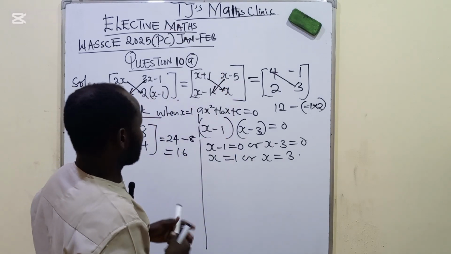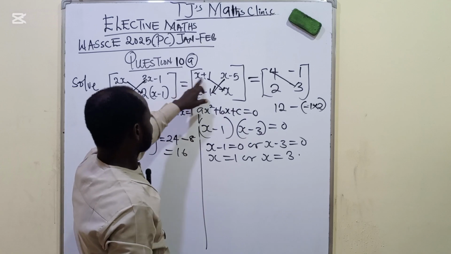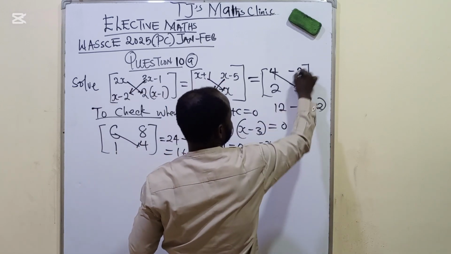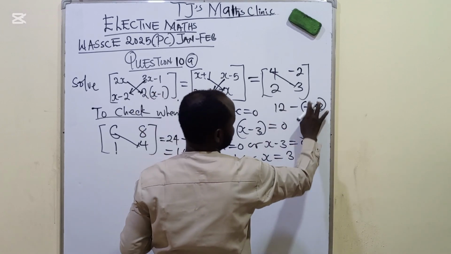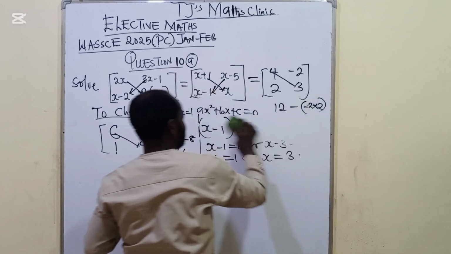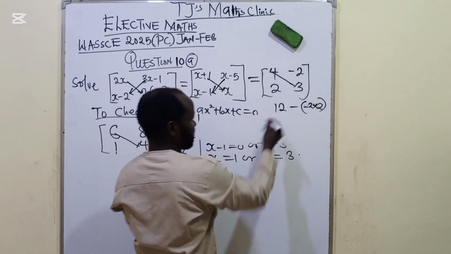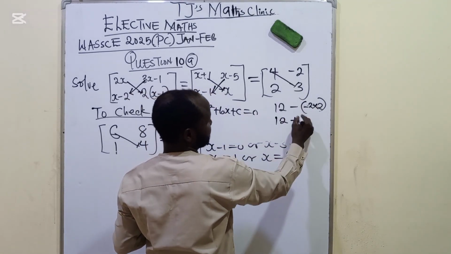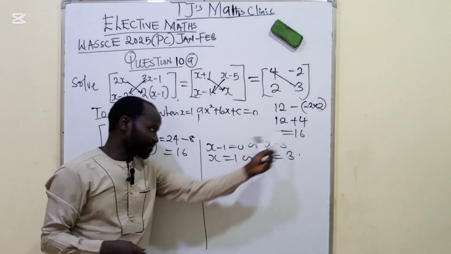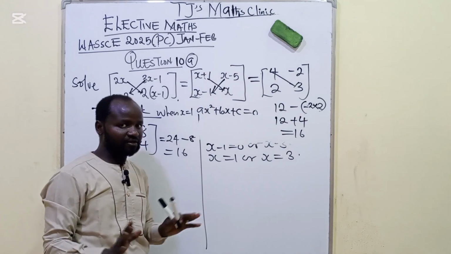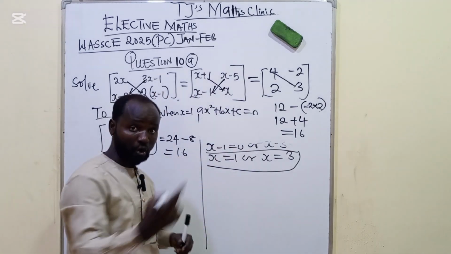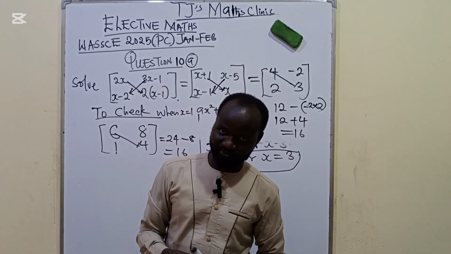Let's check again. x is 3. This will be 4. Then this will be minus 2. Here will be minus 2. Very important. Here is supposed to be 2. Since we are trying to check, we will have 12 plus 4. That will be 16. The left hand side and the right hand side agree when x is 1 and when x is 3. Truly, the value of x is nothing but 1 or 3. So this is the solution to this question.